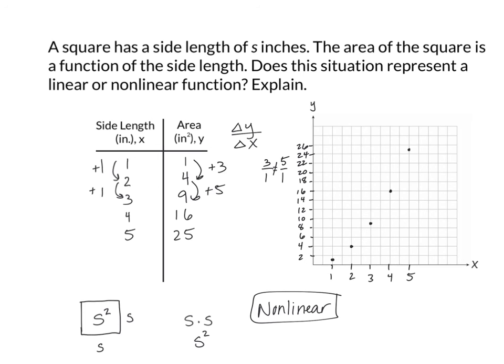Now, if I have a side length of 0 and I multiply 0 by itself, the answer is 0. So this function does pass through the origin. But as you can see, I can't draw a straight line from, well, I could actually draw a straight line, but it wouldn't pass through all of the coordinates. I can't draw a straight line from 25 through 0 and have it pass through all of the coordinates. It just doesn't work. Okay, so this is a nonlinear function. When graphed, it doesn't form a straight line. It does not have a constant rate of change either.